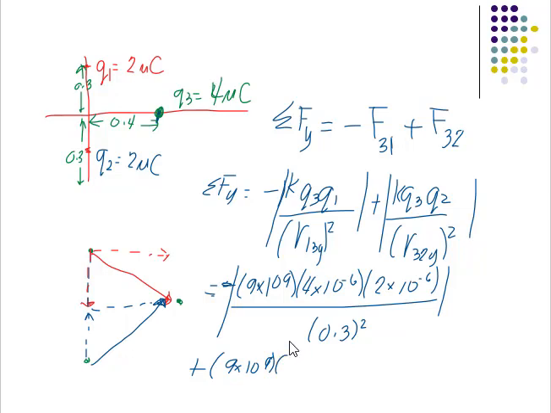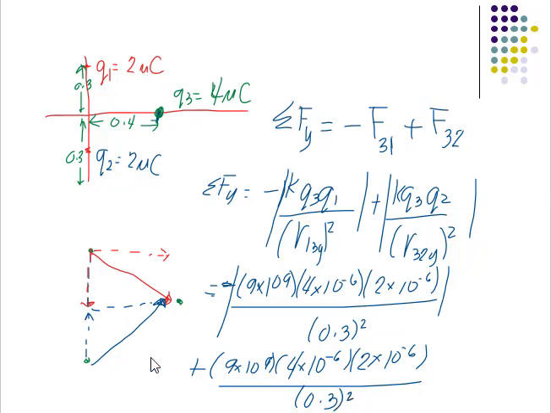Then Q3 is 4 times 10 to negative 6. And then you have Q2 is 2 times 10 to negative 6. Then the distance, they are the same, so it's 0.3 also squared.